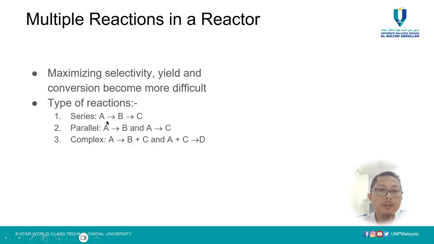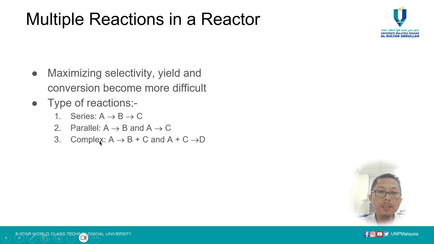There are three types of multiple reactions. First is series: A forms B, and B forms C. That second reaction will consume the product to form an undesired product. Parallel, which is at the same time A will produce C. We want B to be produced, but unfortunately C is also produced in the second reaction.